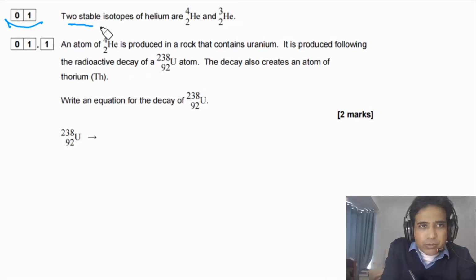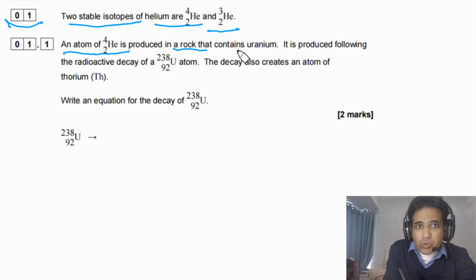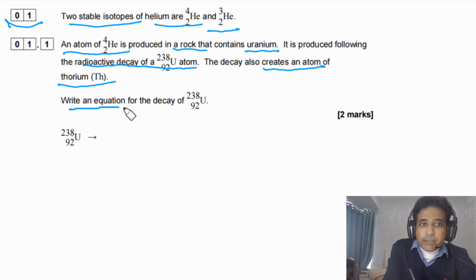Question 1 says two stable isotopes of helium are helium-4 and helium-3. An atom of helium-4 is produced in a rock that contains uranium. It is produced following the radioactive decay of uranium-238 atom. The decay also creates an atom of thorium. Write an equation for the decay of uranium-238.